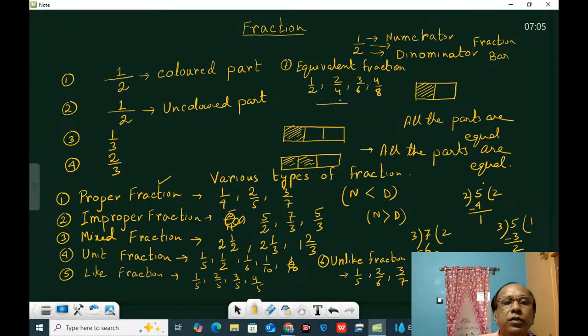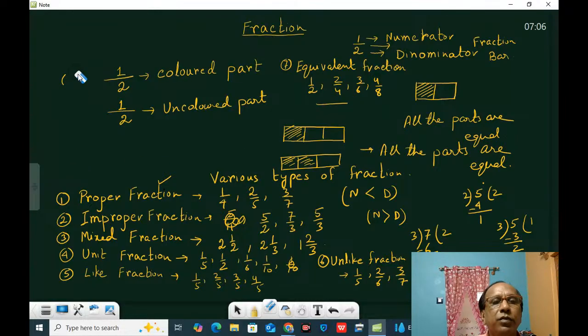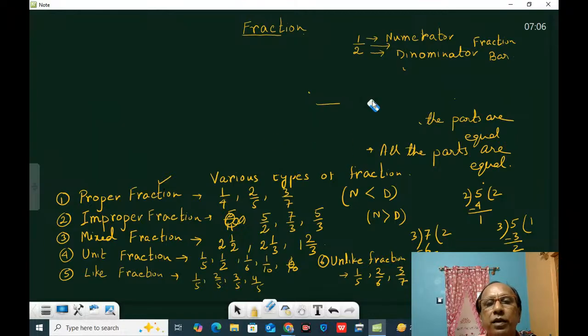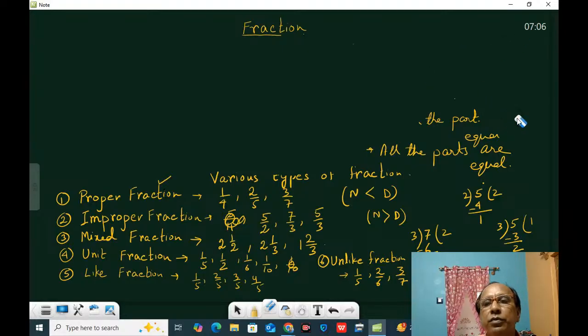Now we will learn to draw all these types of fractions. How to draw them is important for us. Suppose I want to draw the figure for 1 by 4. Let us see how we draw it. We will draw the various figures of these fractions, and you have to remember that in all cases all the parts must be equal, otherwise they will not be fractions.